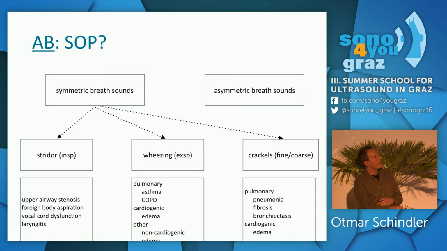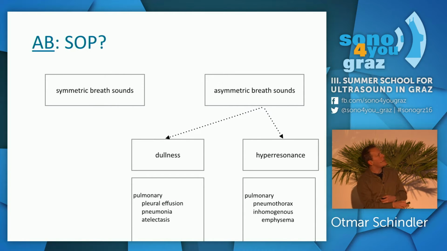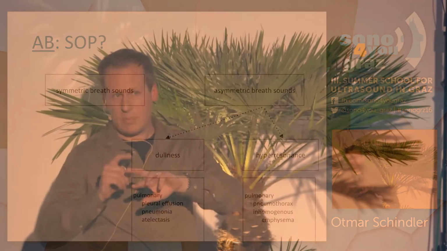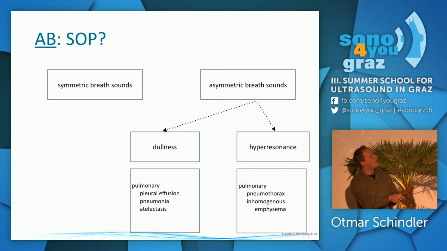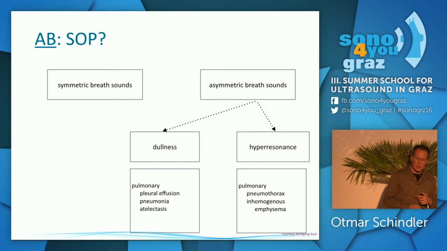And then there are the crackles. If they come from the lungs, it could be pneumonia, fibrosis, bronchiectasis, or it could also be cardiogenic edema, yeah? So that's the symmetric breath sounds. And with asymmetric breath sounds, you have to assess further. You have to palpate, to do percussion. If you hear dullness, then there's something too much in it, either too much fluid or too much tissue. So pneumonia, atelectasis, or pleural effusion. And if it's hyperresonant, there's not enough tissue in it, so it's either pneumothorax or emphysema.